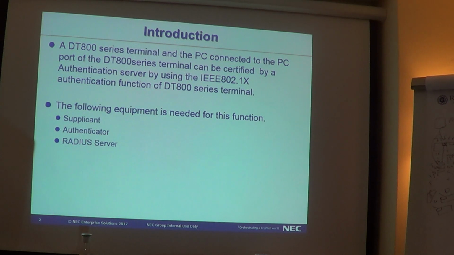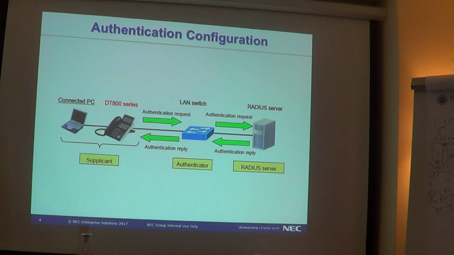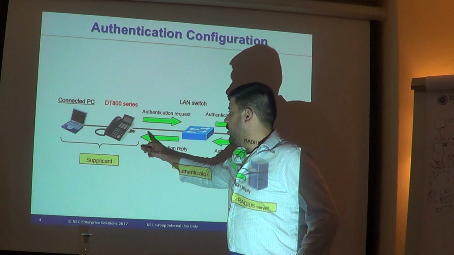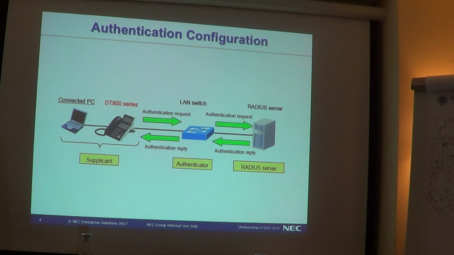In this kind of network you have a device, a supplicant, an authenticator, and the RADIUS server. The supplicant is such as a phone, which is then connected to a PC. The authenticator is a LAN switch, and the RADIUS server is the server where the verification happens. You have an Ethernet network connected to the phone, and the phone connected to a PC. Phone and PC are called supplicants. The switch is the authenticator, the one who will authenticate whether you are allowed or not allowed.